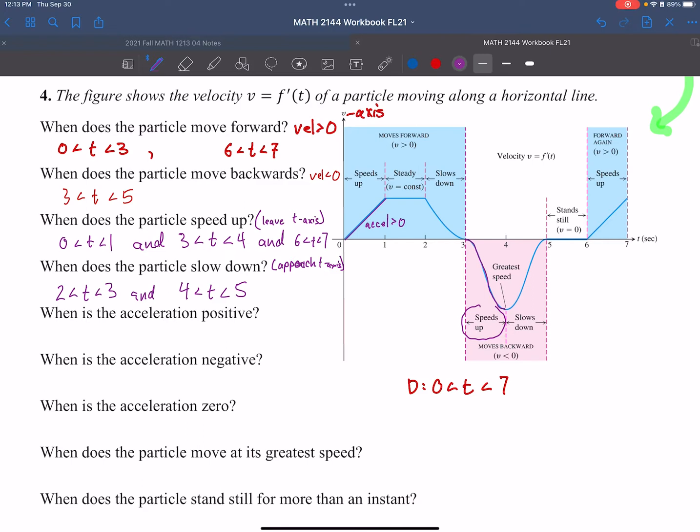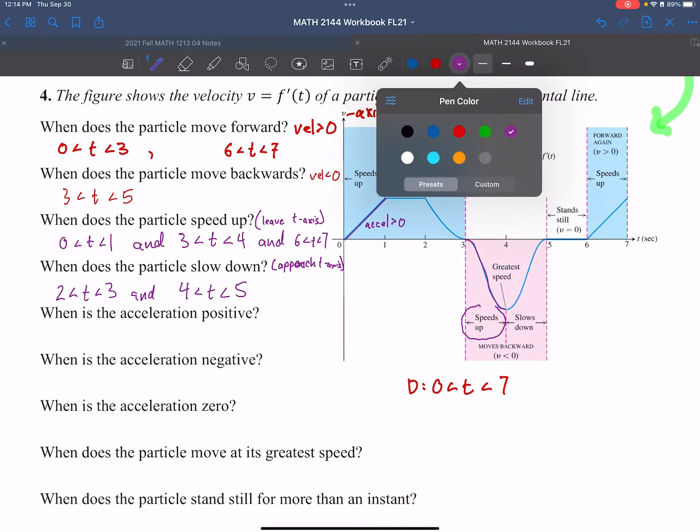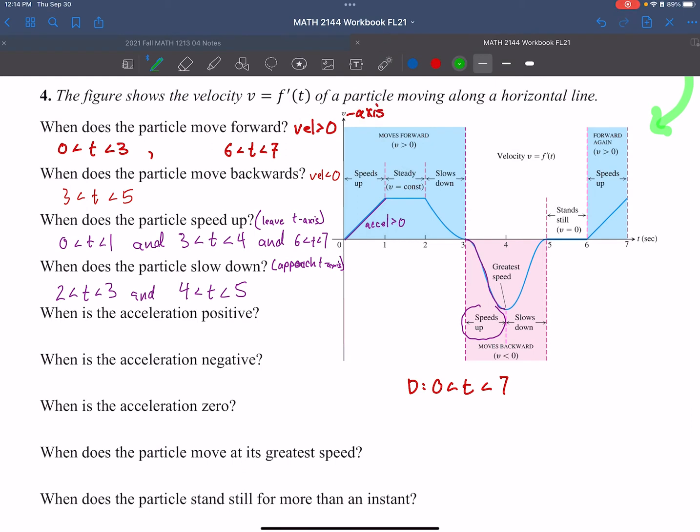So again, we've actually kind of alluded to this one a little bit earlier. This is the graph of the velocity. So when we consider the actual acceleration, it's just the same kind of idea we talked about before with the original function. When is it increasing and when is it decreasing? So the acceleration right here is positive. Basically, v is increasing. And acceleration is negative when v is decreasing.